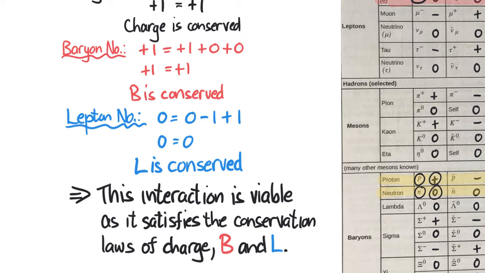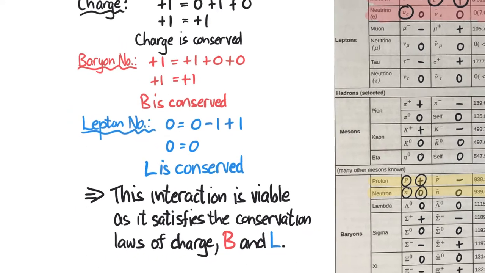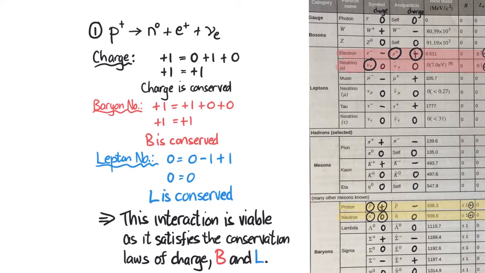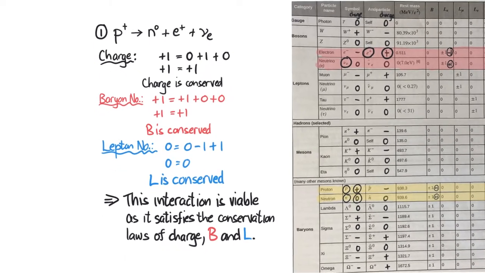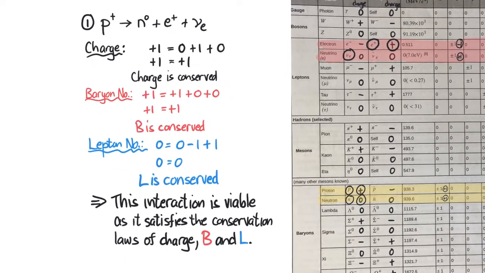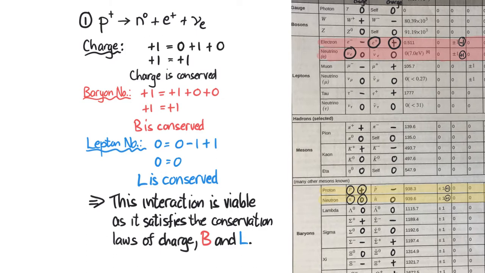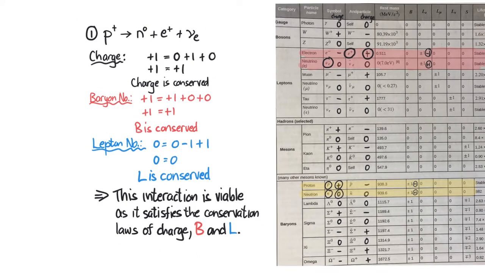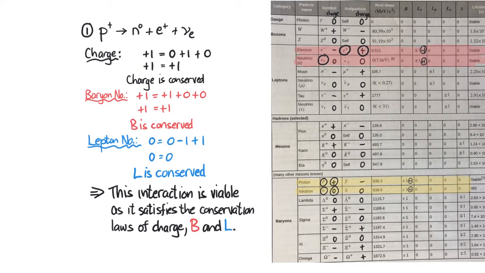So this proposed interaction is viable as it satisfies the conservation laws of charge, the baryon number, and the lepton number. So this is a viable interaction, and this is an interaction which actually takes place in the real world, and we'll learn more about this later on in this course.